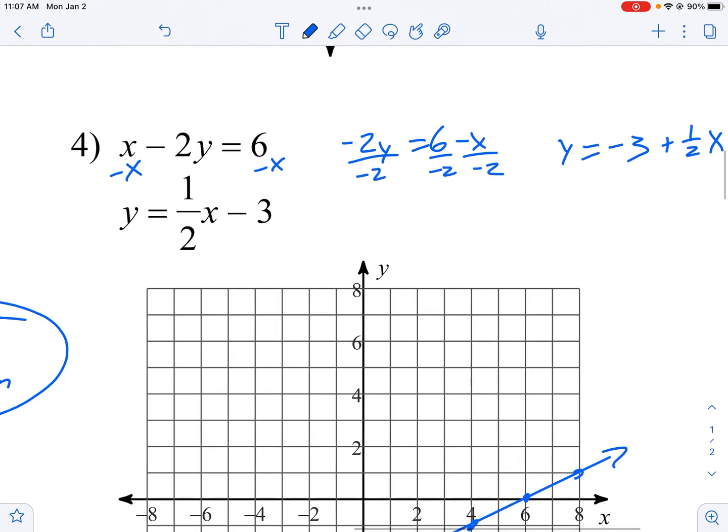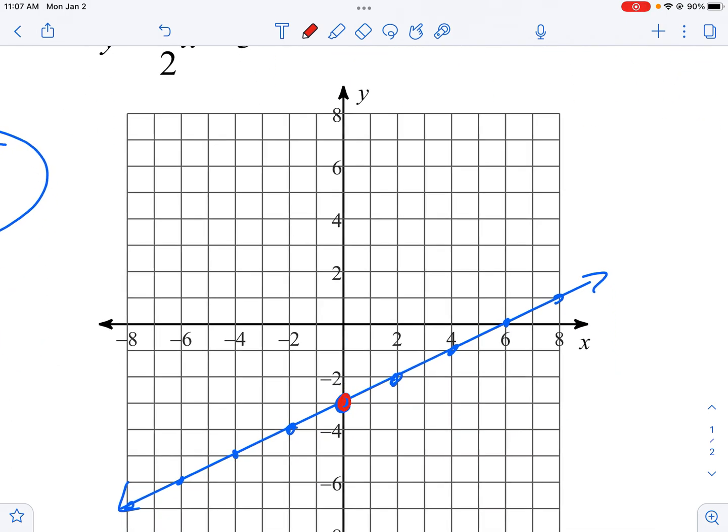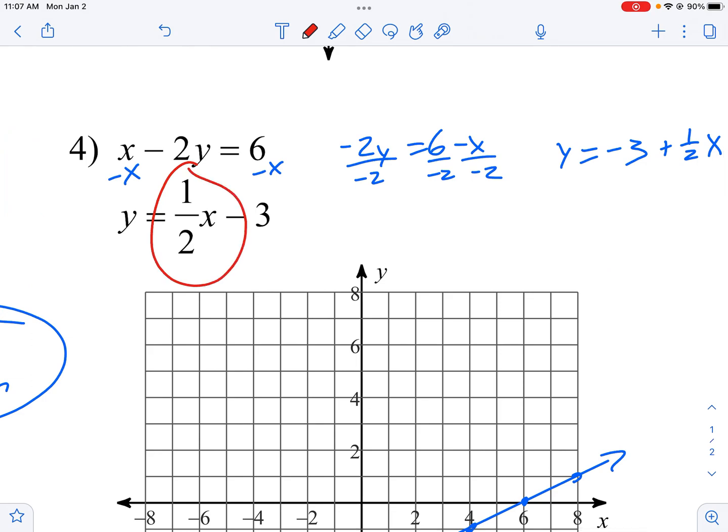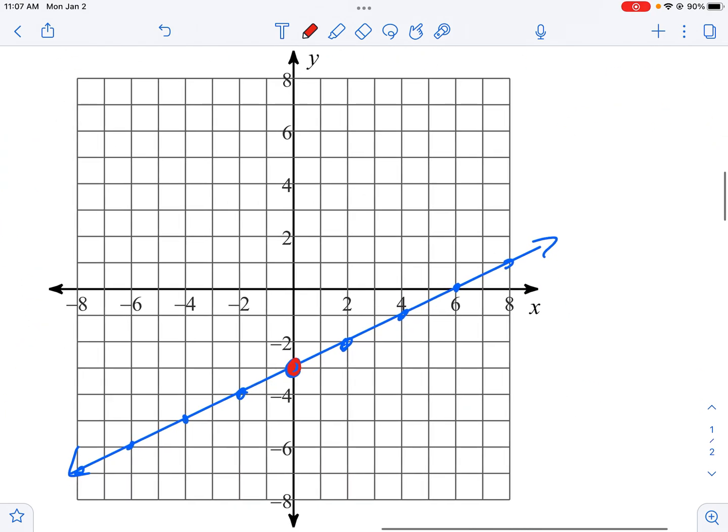The next one, let's graph this one. Oh, it's already solved for y. Perfect. It has a y-intercept of -3. So we can do here -3. And then a slope of positive 1/2. Okay. So up 1, right 2, up 1, right 2, up 1, right 2. Hey, looks like this line is the same as my first one.